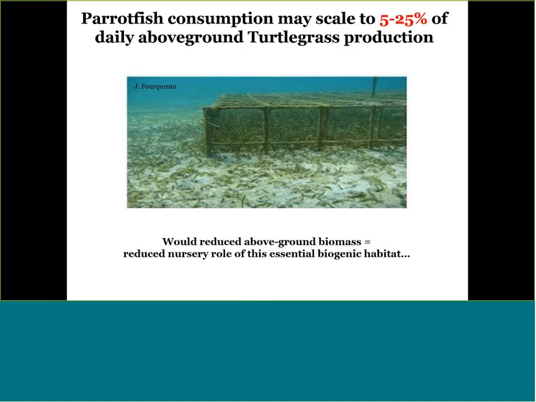And again, why do we care? Well, this is a very extreme example of what herbivory on grass can do. The cage that you're seeing is a turtle exclusion device in Bermuda. And where you keep the turtles out, you get much taller grass. Everywhere else, the turtles mow down the grass.